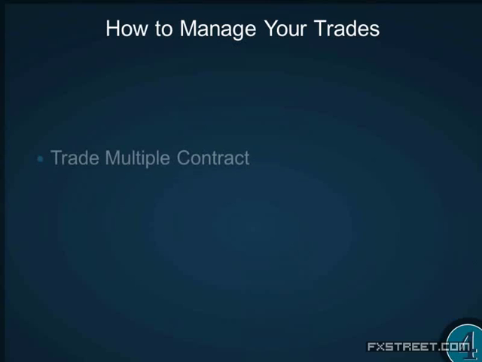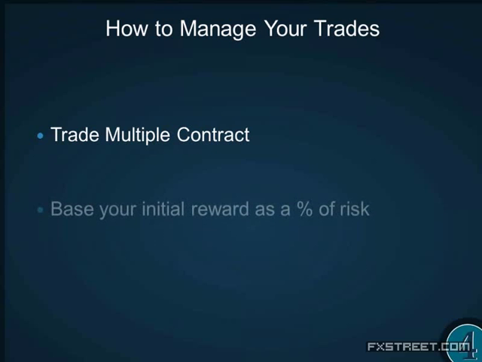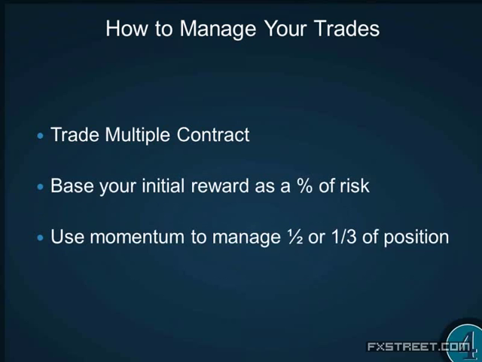Always trade multiple contracts. Base your initial reward as a percentage of your risk. Use momentum to manage the second half of that position, okay? People are looking at a MACD to get into a trade. MACD measures momentum. Why would you be looking at momentum to get you in a trade, okay? Maybe if the MACD is already going in the direction of that trade on a longer time frame, that's good, but you don't use a MACD.